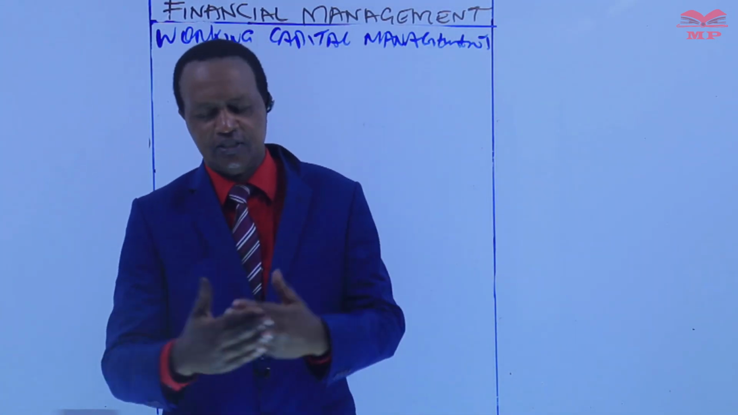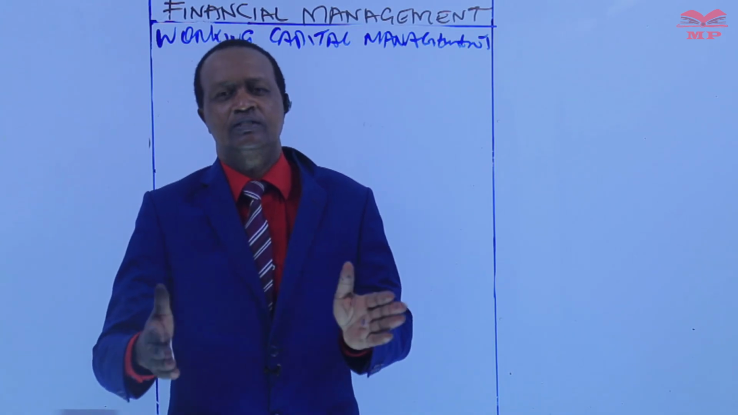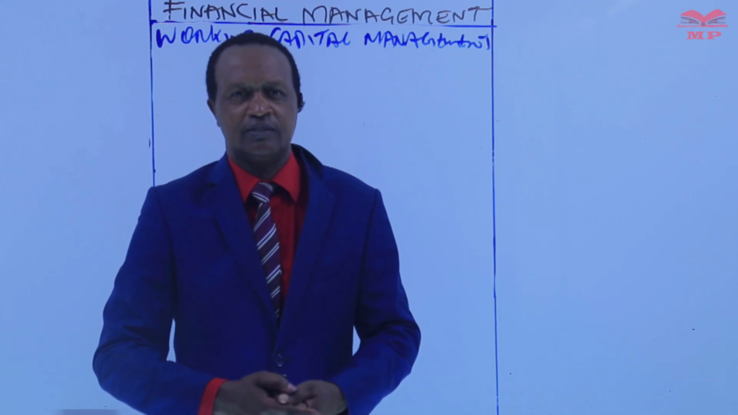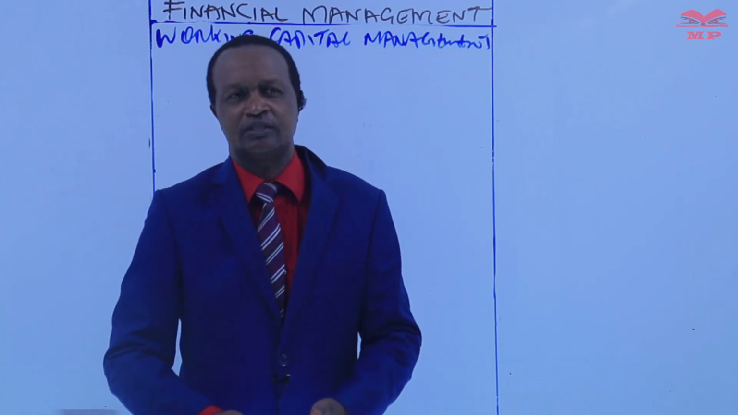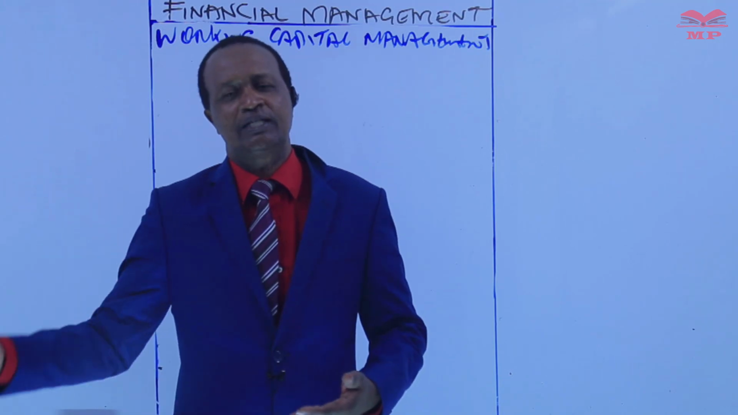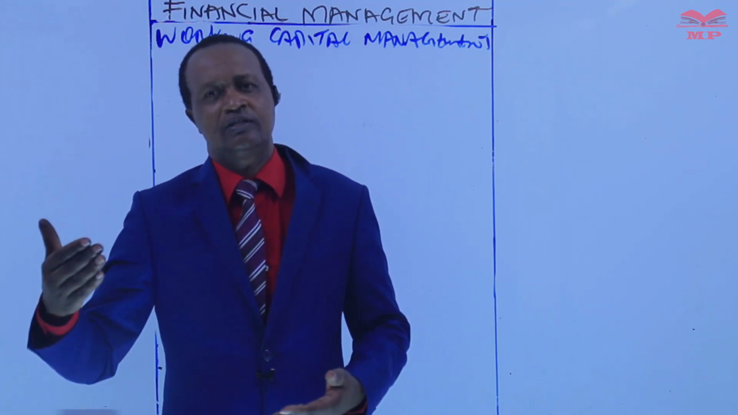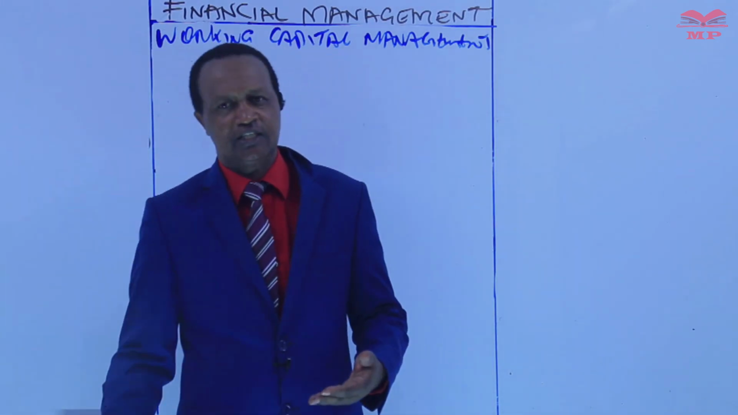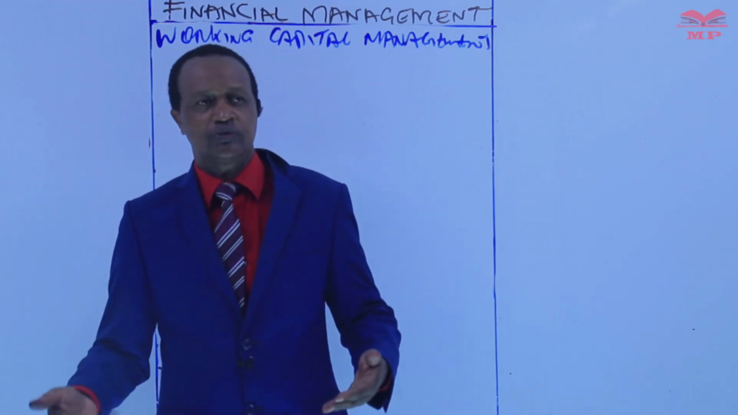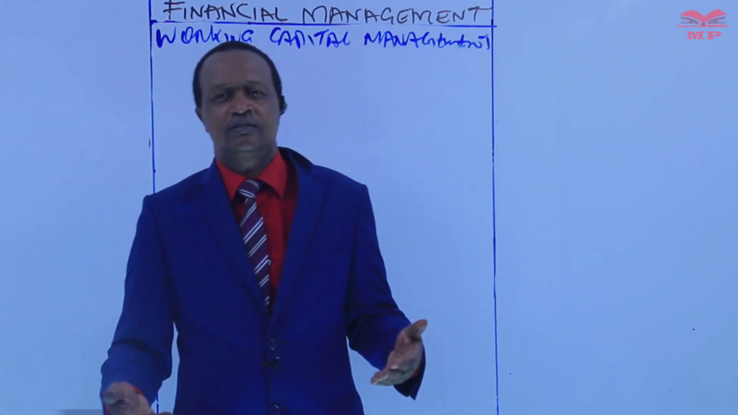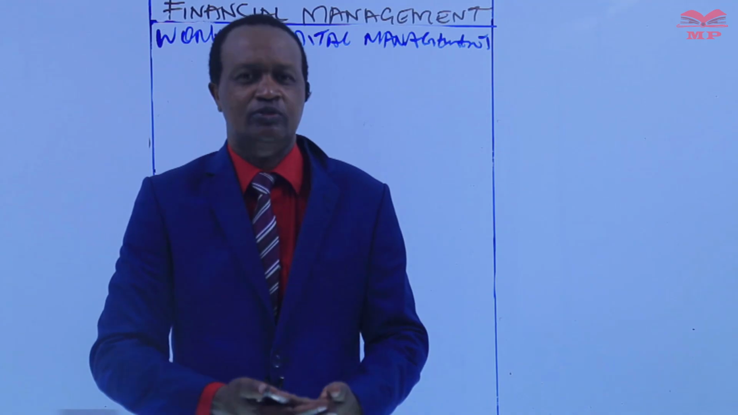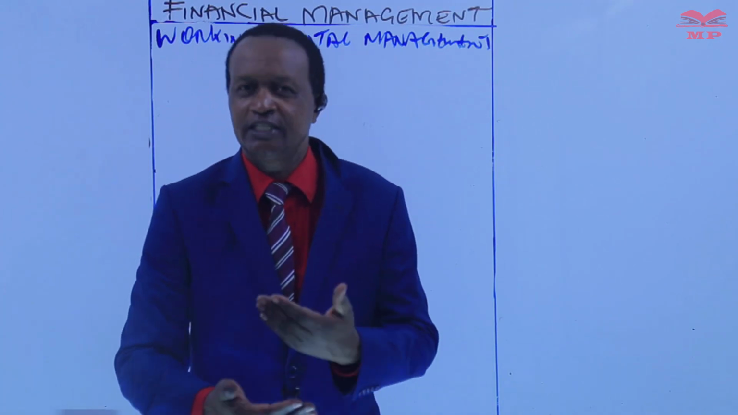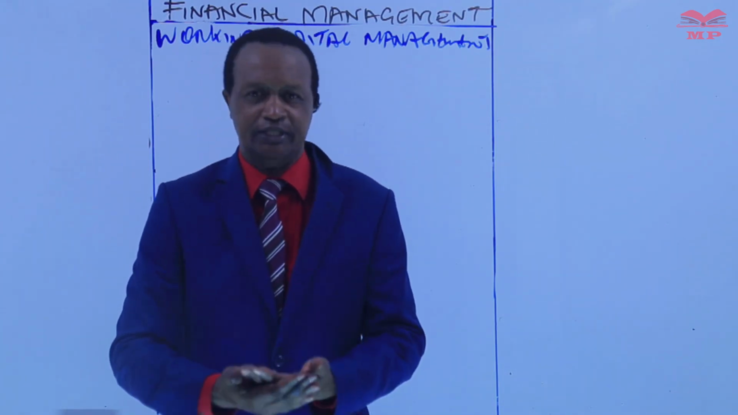So in our previous topic, we have been studying investment in long-term projects. That is capital budgeting. Capital investment decisions. Those are decisions that are made by the finance manager. It's a function of financial management. But there's another decision that the finance manager makes, which is liquidity decision or working capital management.